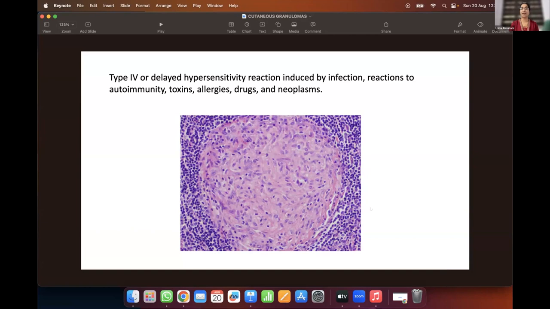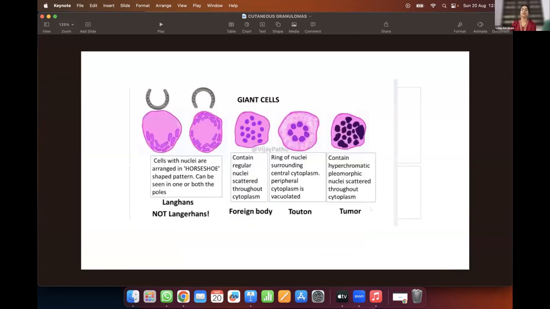So let's see what are the different types of giant cells we come across. The first one is the Langhans giant cell. Here you can see that the nuclei are arranged in a horseshoe pattern. It can be either in one pole of the cell or in both poles of the cell. So this is the Langhans giant cell. Please mind that this is not Langerhans cell, but Langhans giant cell.